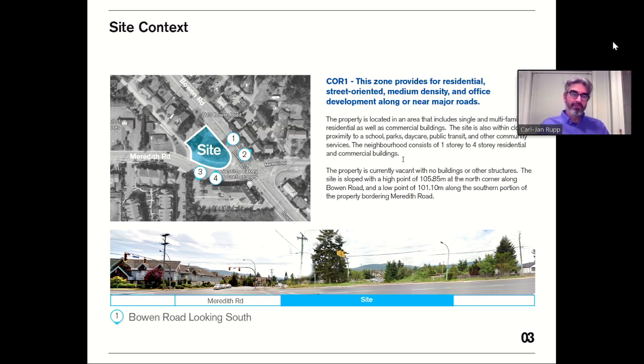We are further challenged by the fact that it slopes more than 4 meters from one side to the other. So we have a 3-story building on Bowen Road. It does slope down, and we have a 4-story building presenting itself to Meredith Road. On the bottom of the image you see right now is the site on the right where there's 2 trees and it's currently undeveloped. There's nothing on this site.